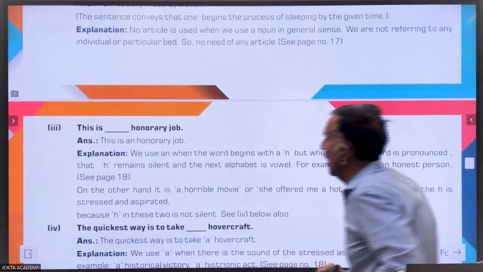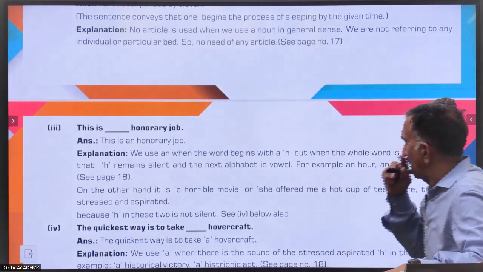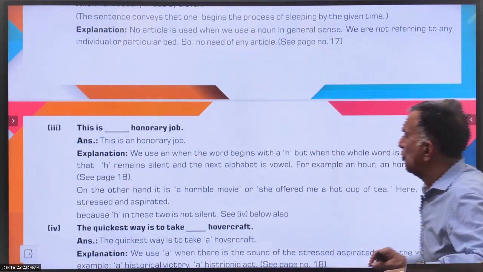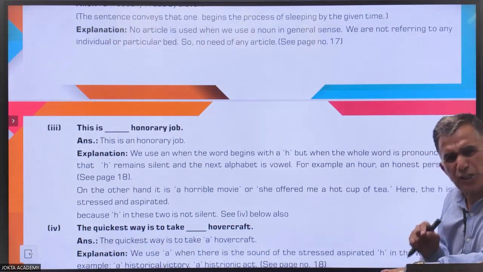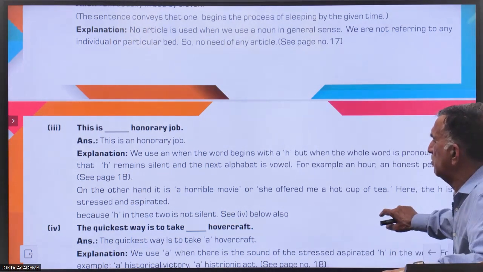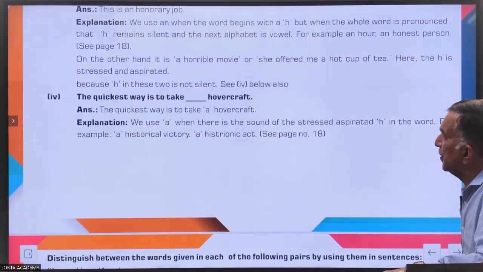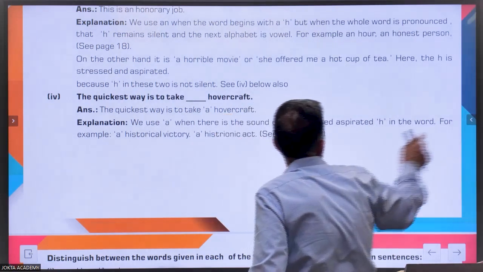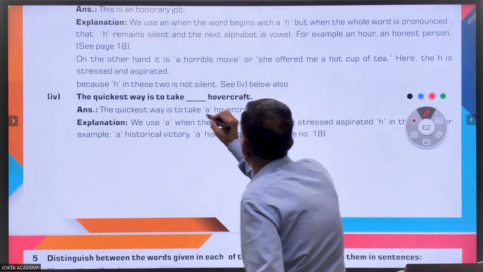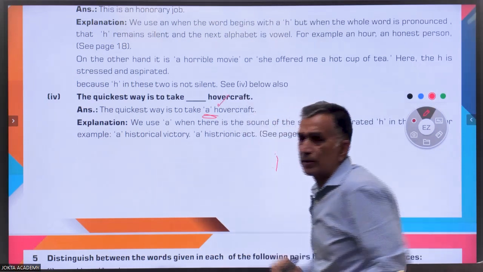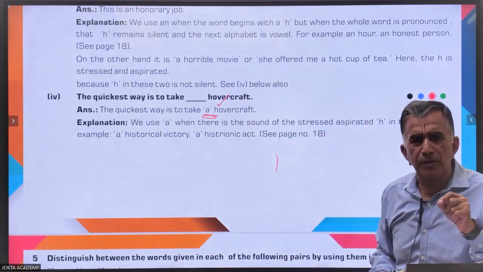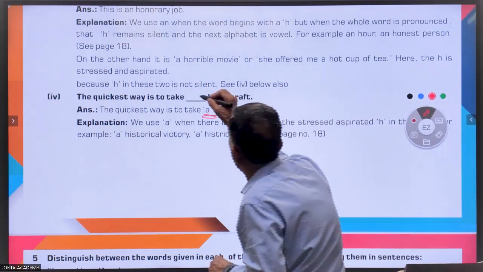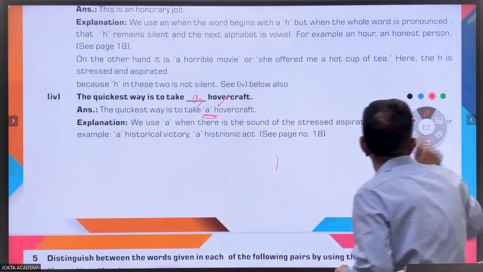Next is article required: this is an honorary job. For silent H, we use "an". On the contrary, for stressed, aspirated H, we use "a": a horrible movie. The quickest way to travel is to take a hovercraft. Now here we have stressed, aspirated H, a historical victory. So we require "a" here.